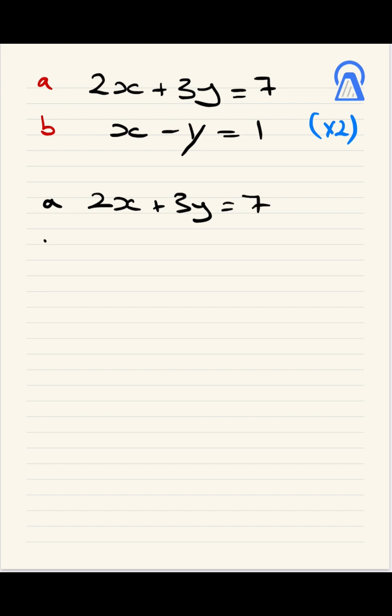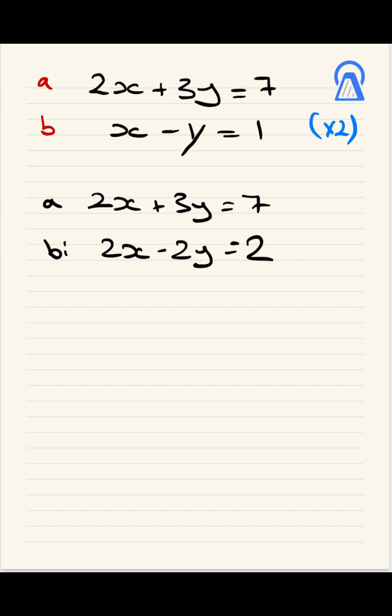But b, I'm going to make a variant. Okay, so I'm just giving it a slightly different name. So this is now b1. And I'm going to multiply everything in this one by 2. So 2 lots of x is 2x. 2 lots of negative y is negative 2y. And 2 lots of 1 is 2.